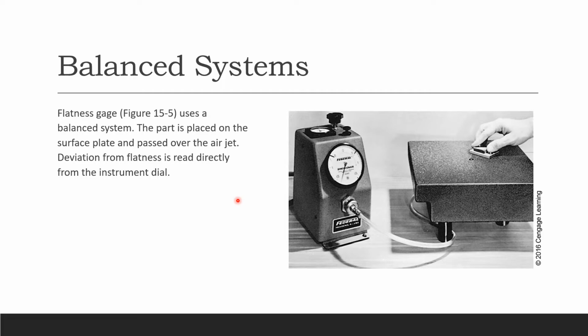So this is your flatness measurement. Here, look at that gauge, and they use a balance system. The part is placed on the surface plate and passed over the air jet. The deviation from flatness is then read directly from the instrument dial. Pretty easy to measure.